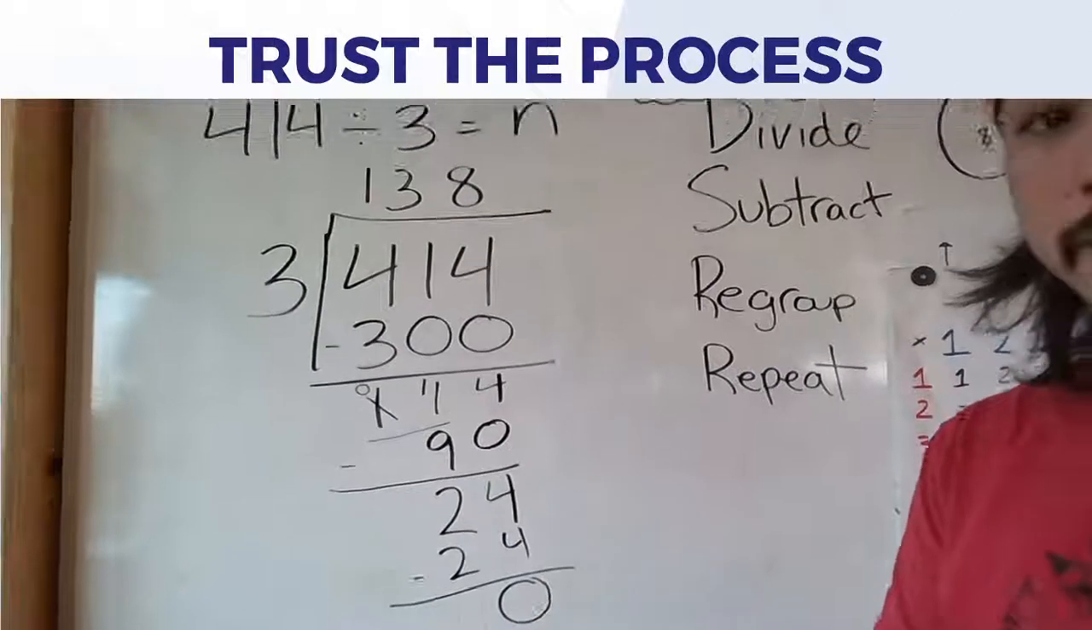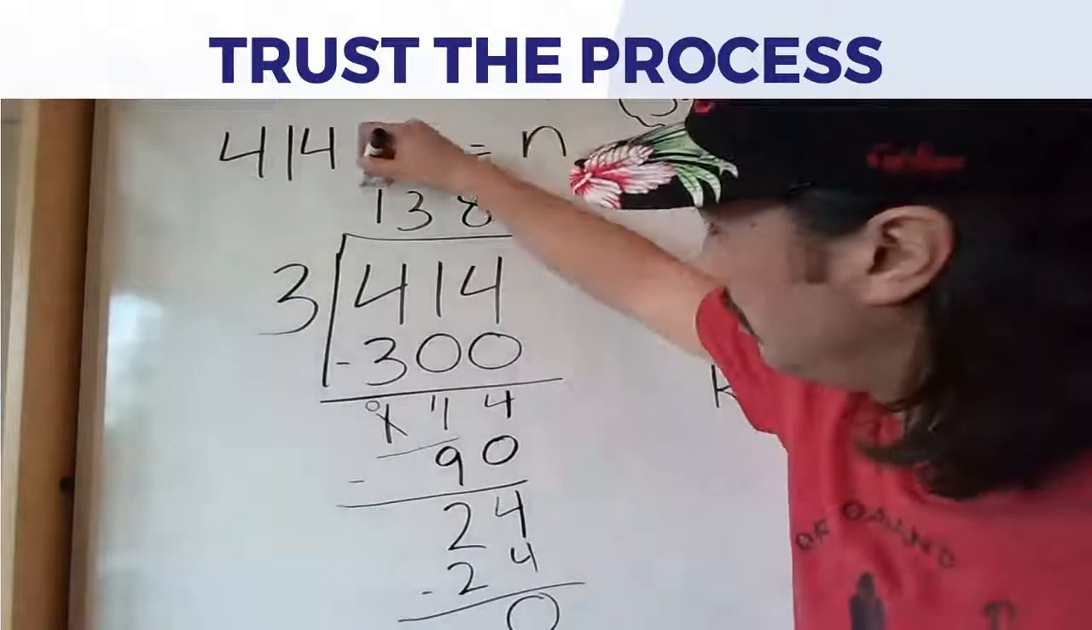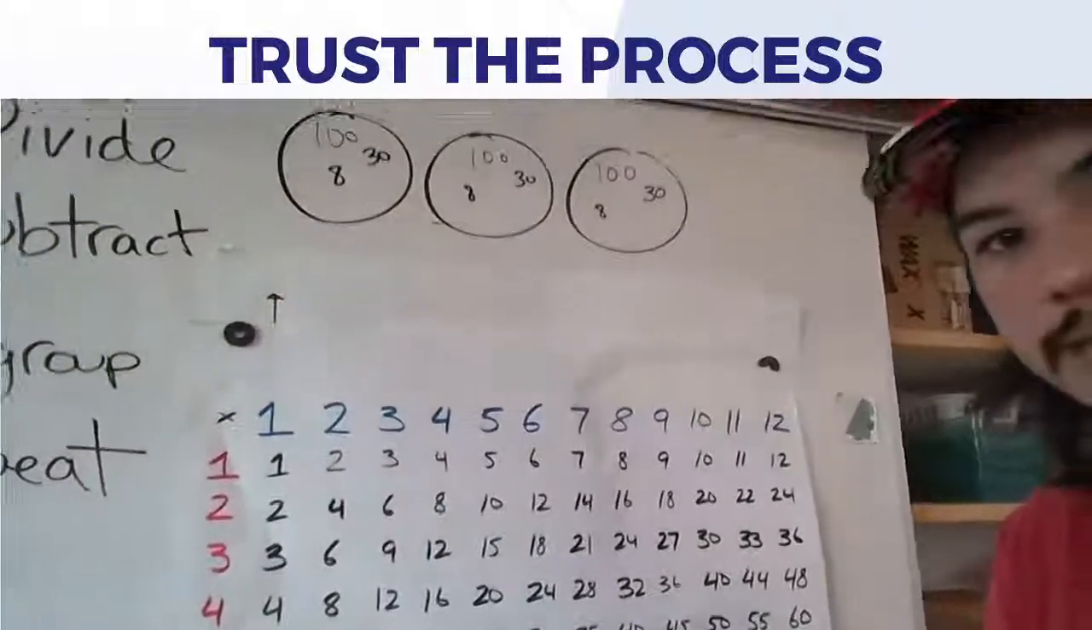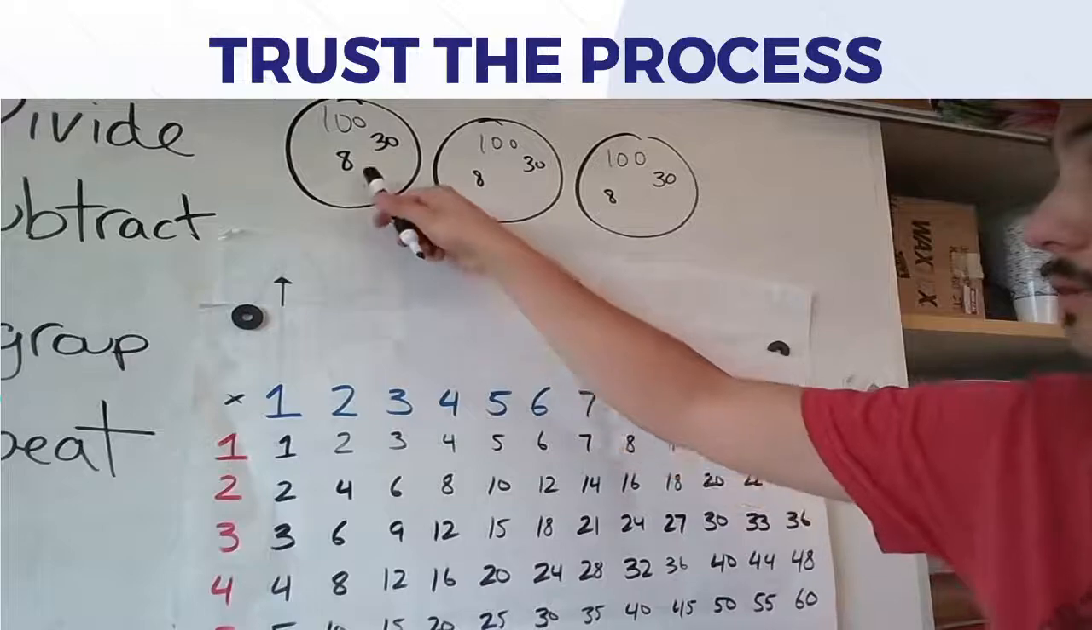So what's our value of one group? There you go, 138. And we can confirm that with our 3 groups over here. As you can see, in each group, there's 100, there's 3 tens, and there's 8 ones, making 138.